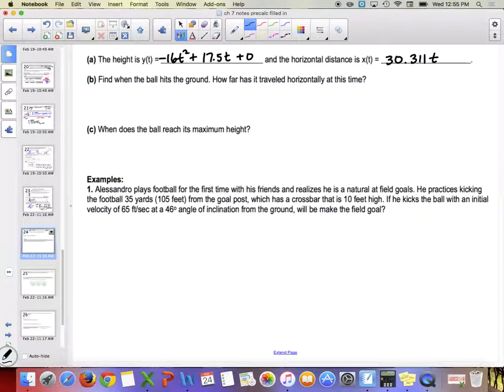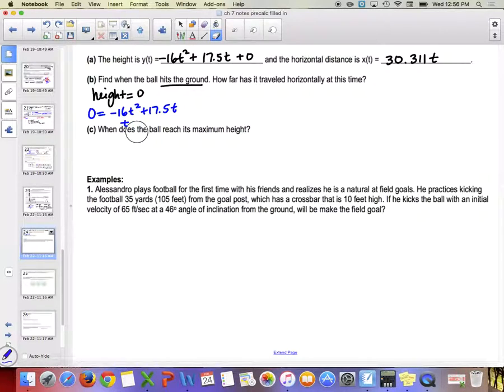So it says find when the ball hits the ground, how far has it traveled horizontally at this time? So if we want to find when it hits the ground, we want to find when the height equals 0. So we're going to take this equation that we had, and set it equal to 0. So 0 is equal to negative 16t squared plus 17.5t, and we solve for t. We're just going to pull out a common factor of t. So I'm going to have t times negative 16t plus 17.5.